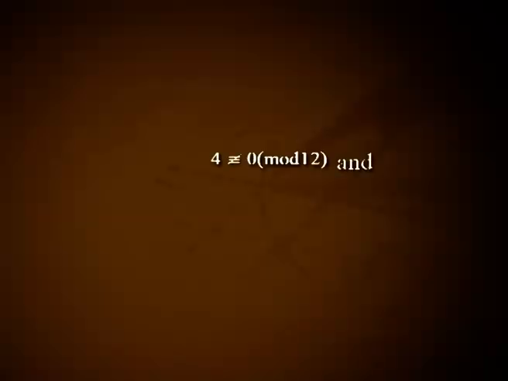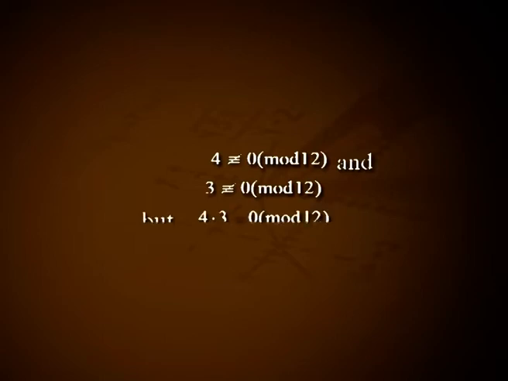Example 7. Illustrate that the product of two integers, neither of which is congruent to 0, may turn out to be congruent to 0. Solution. 4 is incongruent to 0 mod 12 and 3 is incongruent to 0 mod 12, but 4 times 3 is congruent to 0 mod 12. The following result follows immediately from Theorem 4. Corollary 1. If ca is congruent to cb mod n and GCD of c and n is equal to 1, then a is congruent to b mod n.